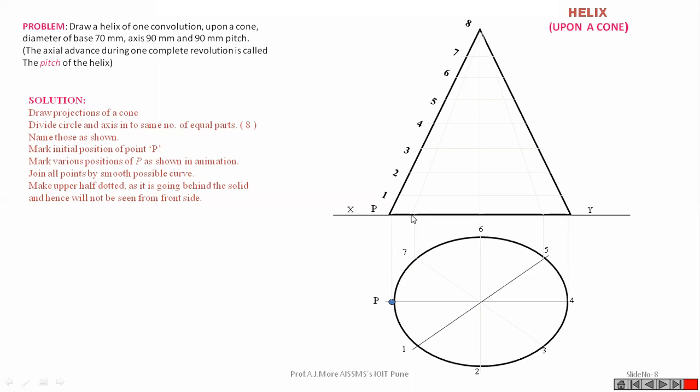So one with the one, two with the two, just like in the helix. Whatever intersecting points meet together will be the points of the curve. So this is the point P and P dash, where P and P are joining. 1 and 1 are joining together.